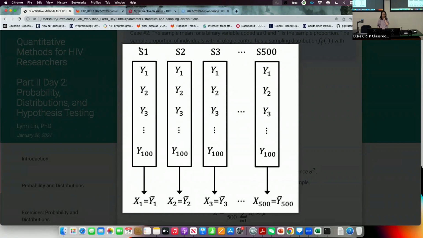And I can repeat this sampling 500 times. Each time, I will generate probably different values, or the realization of these 100 random variables. And then I get to compute the sample means for these 500 draws. So my sampling distribution is actually the distribution of this Y1 bar, Y2 bar, Y3 bar, etc. to Y500 bar. What does this distribution look like? Does that make sense?